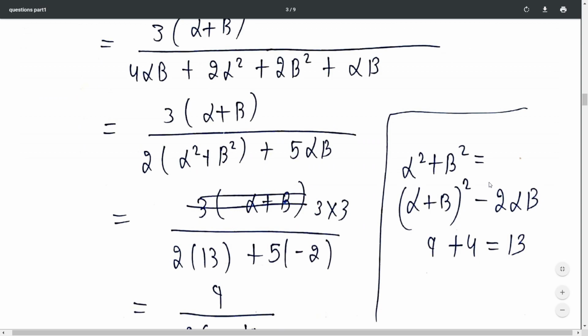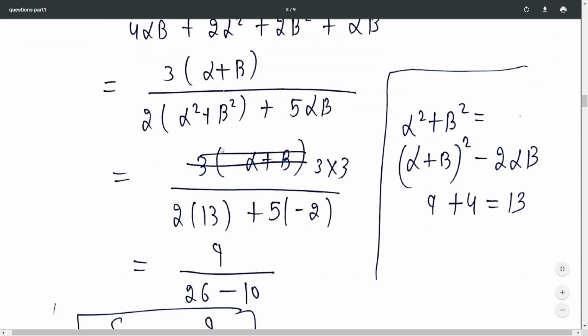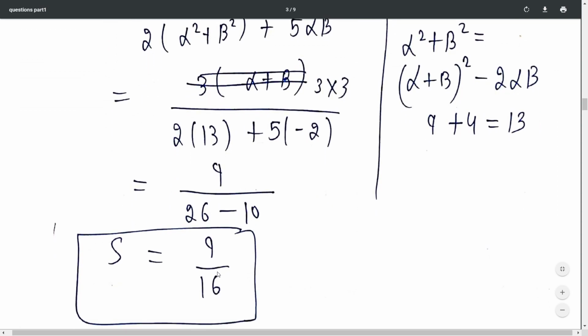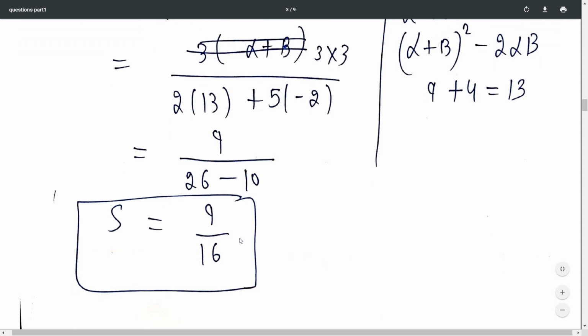So minus 2 into minus 2 becomes plus 4, 13. Alpha square plus beta square becomes 13, and I've substituted the values. Alpha plus beta is 3. 3 into 3, 9. 2 into 13 plus 5 into minus 2, you get 9 upon 26 minus 10. So on simplifying, I get the sum as 9 by 16.